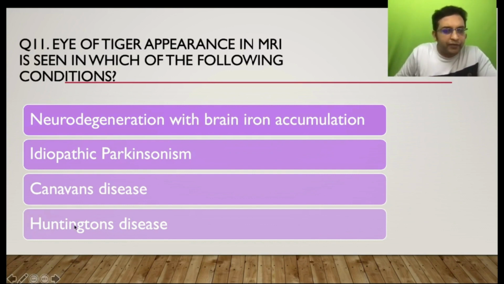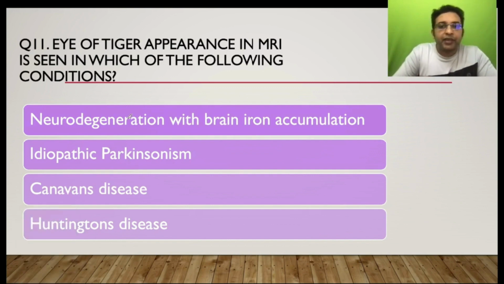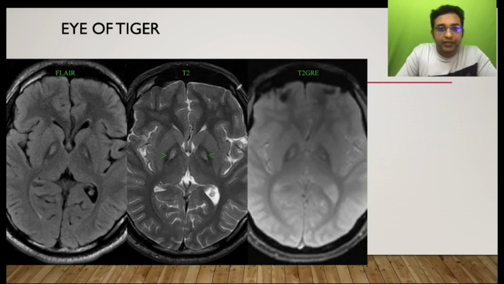So what was the previous name of this condition? NBIAs are of many types, of which the PKAN, that is pantothenate kinase associated neurodegeneration, which was previously called Hallervorden-Spatz disease, is notorious to have this eye of tiger appearance. And why is that occurring? So you know how to differentiate between these MRIs.